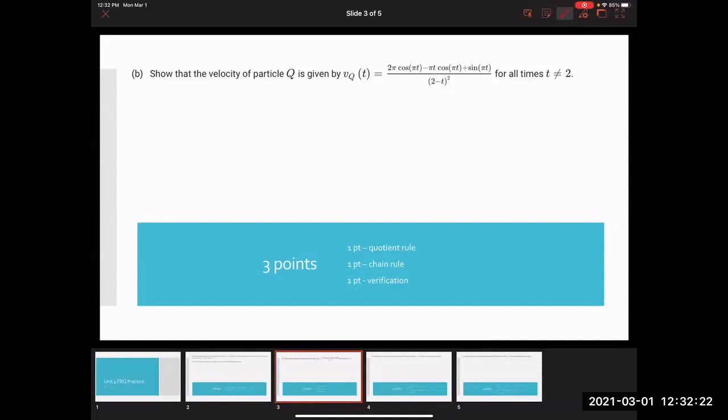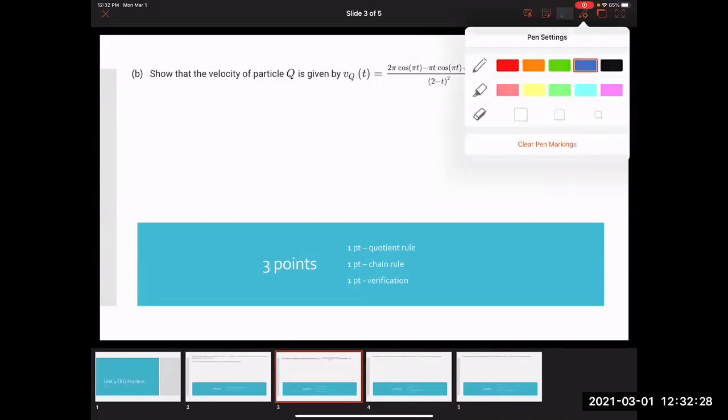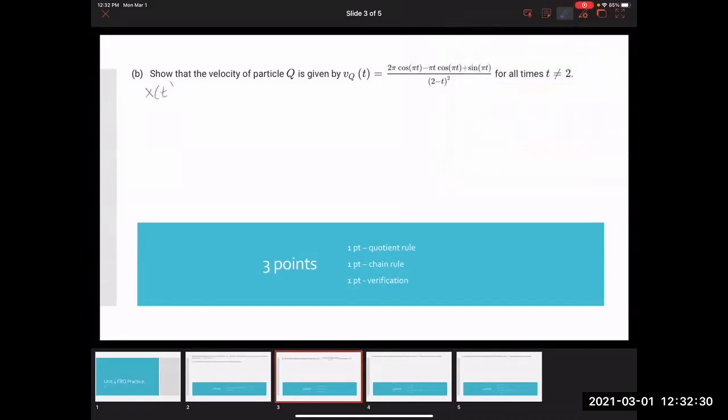All right, so the first thing we're going to do is find the derivative. I'm just going to rewrite the function for the position of particle q. I'm going to call it x sub q, and that's given by sine of pi t over 2 minus t. Now we want to find the derivative of that, which is the same thing as finding the velocity of particle q at time t. Since that is the quotient of 2 functions, we need to use the quotient rule.